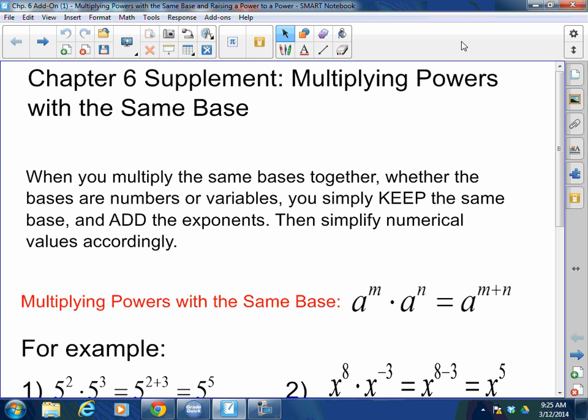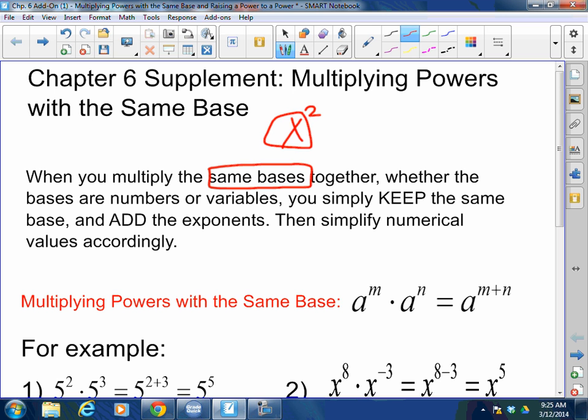When you multiply the same bases together, please be careful with this. Remember, when you have x squared, x is the base. Negative 3 cubed, negative 3 is the base. 4 squared, 4 is the base. When you're multiplying the same bases together, whether the bases are numbers or variables, simply keep the same base and add the exponents. That's it. Then simplify the numerical values accordingly.